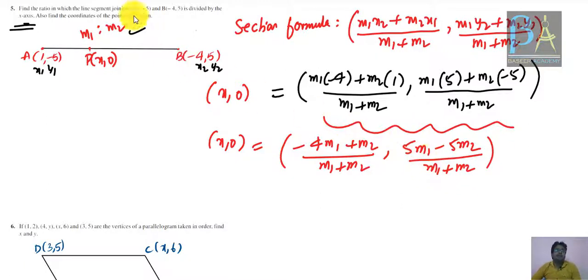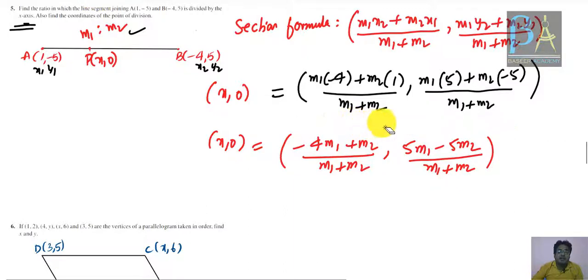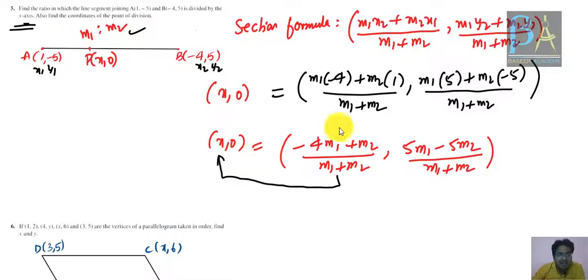Now what do you do? Let us equate the corresponding coordinates. Now I would be a fool if I equate the x coordinates. Why? Because I don't know the ratio m1 is to m2 and I don't know what is the value of x. So it's actually a foolish idea to equate the x coordinates this time. So instead we will equate the y coordinates.